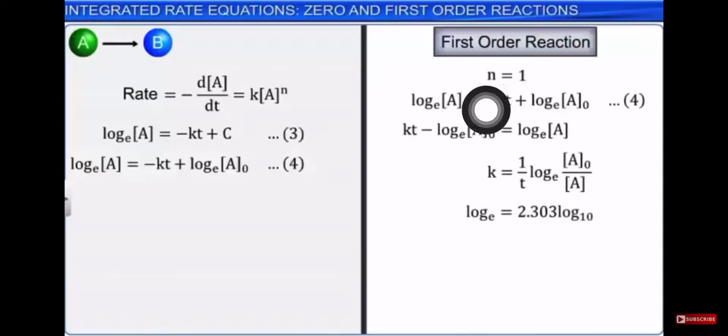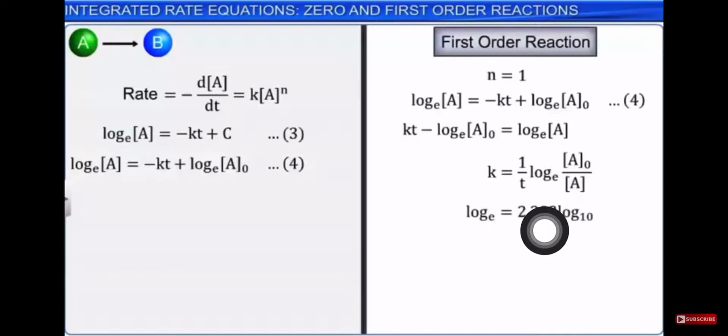If this term is multiplied by minus, the same thing we are getting, this will become plus and this will become minus. So now K will be, this is going on the opposite side, going below, so it will be 1 upon T log e concentration of A0 upon A. This is a mathematical term, we can just solve it. K is equal to 1 upon T log concentration of A0 upon A.